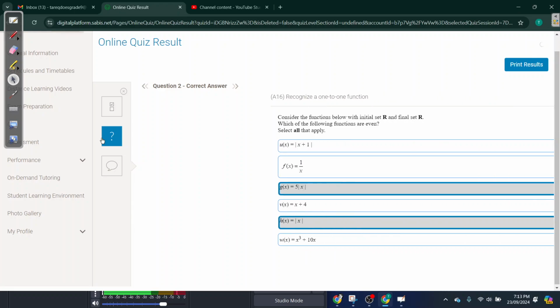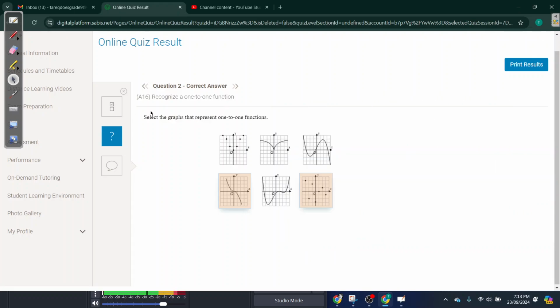Question 2. Select the graphs that represent one-to-one functions. This is not a one-to-one function because if you draw the horizontal line test, you see that it passes 2 points right straight away. We don't need to check the other conditions. Do the same for all other graphs.